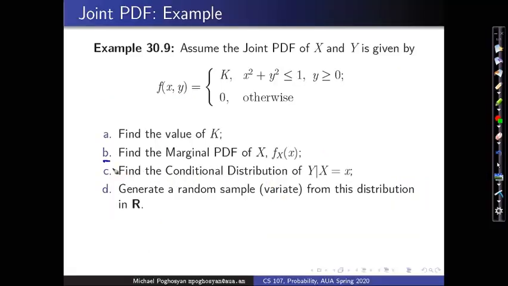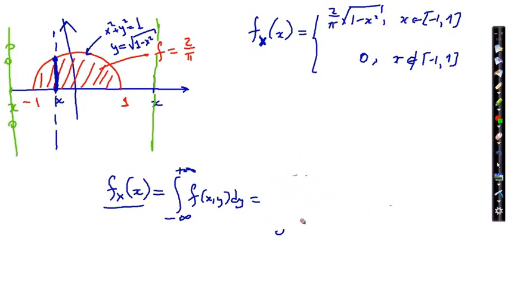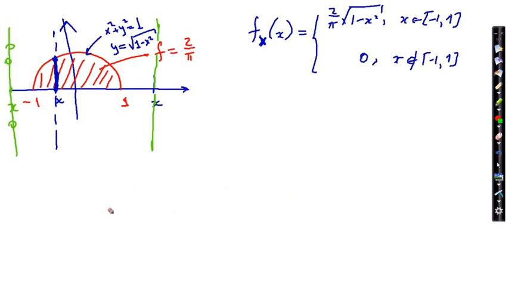Okay. So let's move to our problem. So we have solved this part. We have calculated the marginal PDF. And the next part is to find the conditional distribution of y given X is equal to x. So I need to calculate the following, the conditional PDF of y given X is equal to x.